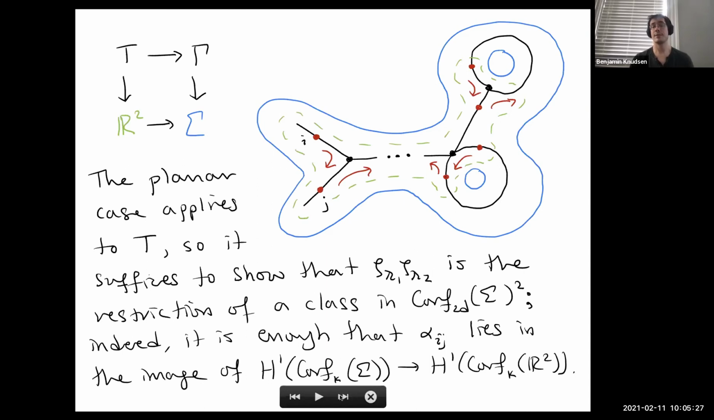And so really it's enough to show that alpha ij, so if we remember how the cohomology classes were built, the cohomology classes were built out of these alpha ij classes by saying like, okay, take one tensor alpha ij plus alpha ij tensor one, and then take a product of these things. So like the basic building blocks are these alpha ij's. And so it would be good enough to know that alpha ij lies in the image of the restriction on cohomology from the configuration space of k points in sigma to the configuration space of k points in R2. Any questions about this reduction?